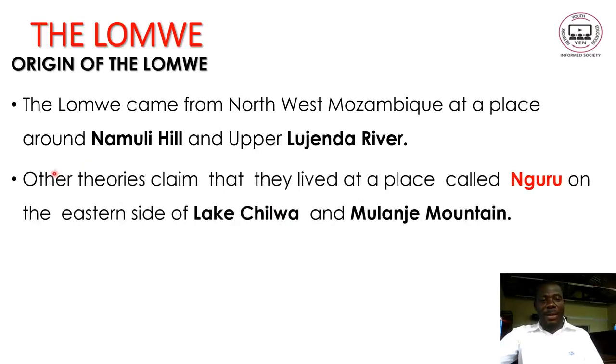Other theories again about the migration of the Lomwe: we have said first, it is said that they came from northwest Mozambique at a place around Namuli Hill in the upper Rugenda River. Other historians claim that they lived at a place called Nguru on the eastern side of Lake Chirwa and Mulanje. So there are two schools of thought: that the Lomwe came from north of Rugenda, or that they came from around Lake Chirwa, the other side of the lake in Mozambique, from a place called Nguru.